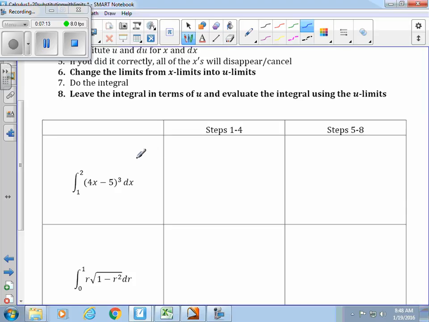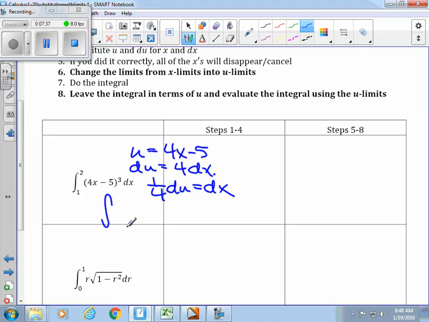So number 1, what am I going to let u be? What about du? And so 1/4 du is dx. And then I'm going to rewrite my integral with the new variables. u cubed times 1/4 du. And here's the new thing.